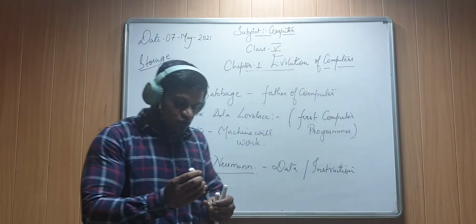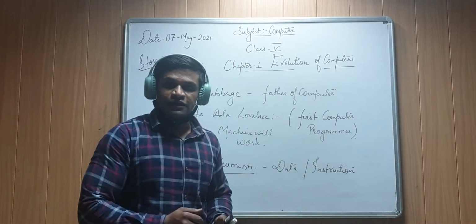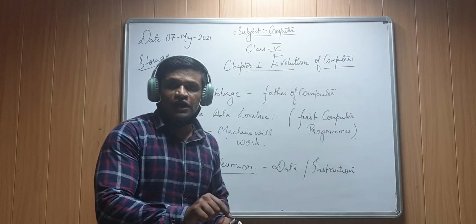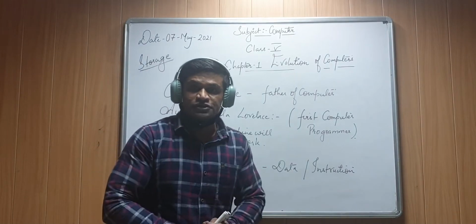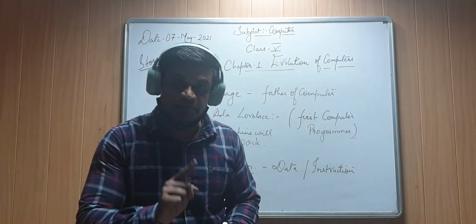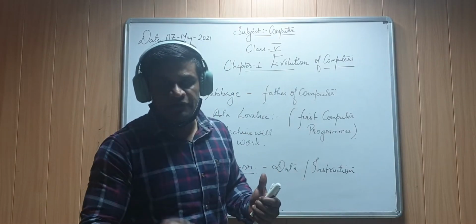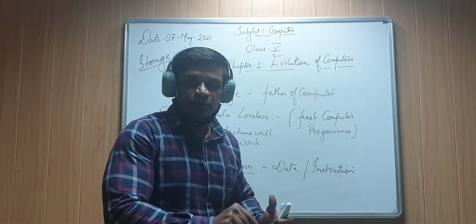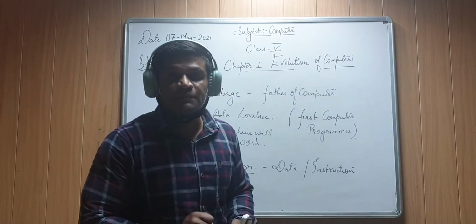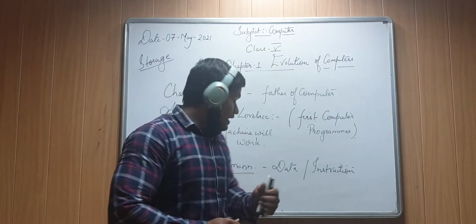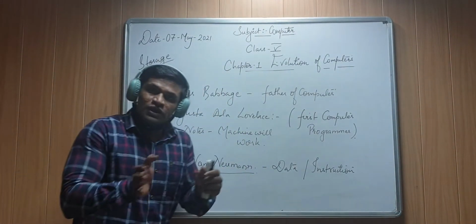We are not supposed to give the data again and again. Like in a calculator, if I have to do addition, 2 plus 7, every time I have to add the plus sign. 2 plus 7, 9. Then 9 plus 2, 11. So every time I have to give the instruction. According to John von Neumann, you can store the instruction.